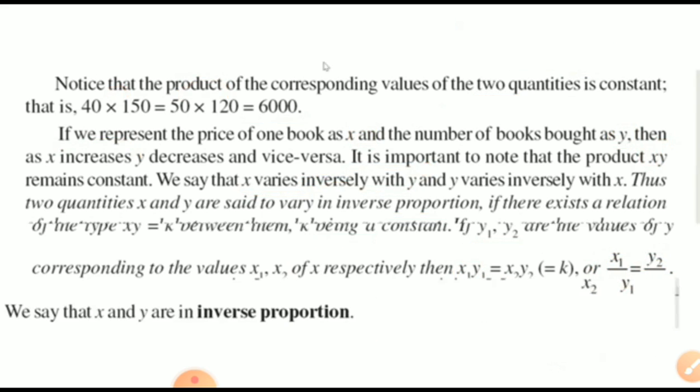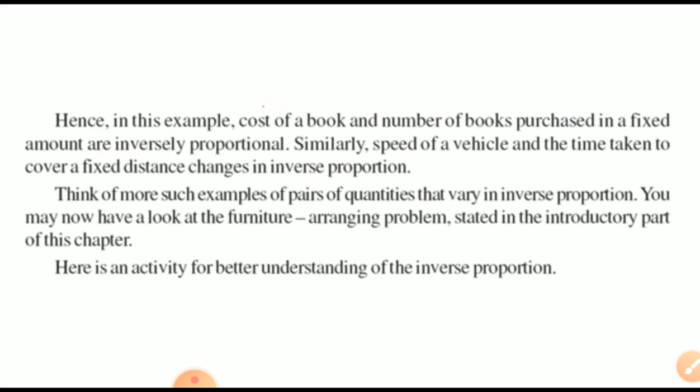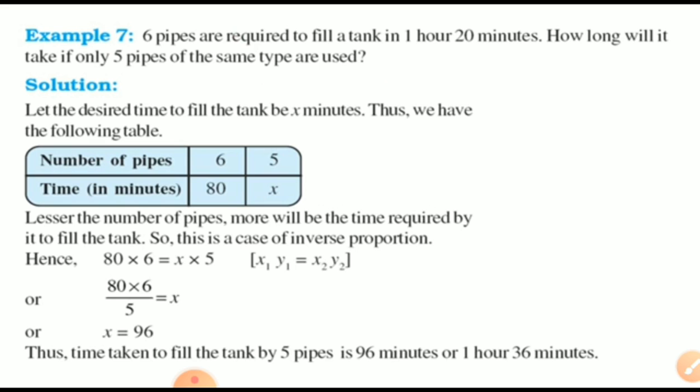See students, this is a little difficult for you to understand both the things together, but you can put in practice, which will help you to understand this phenomenon. Hence in this example, cost of a book and number of books purchased in a fixed amount are inversely proportional. Similarly, speed of a vehicle and the time given, number of pipes and time in minutes.